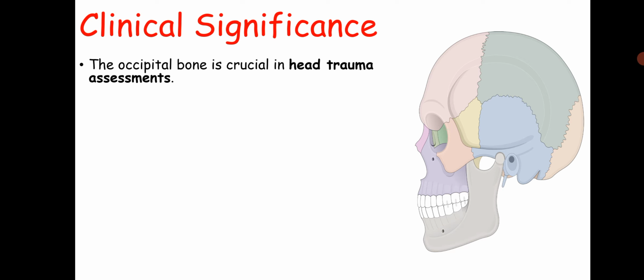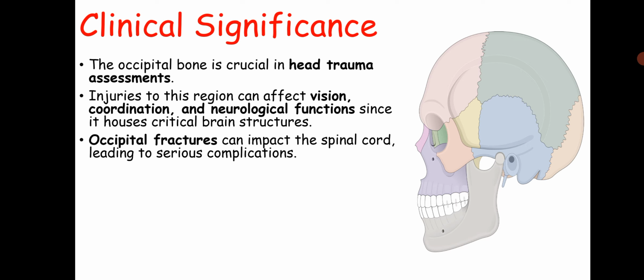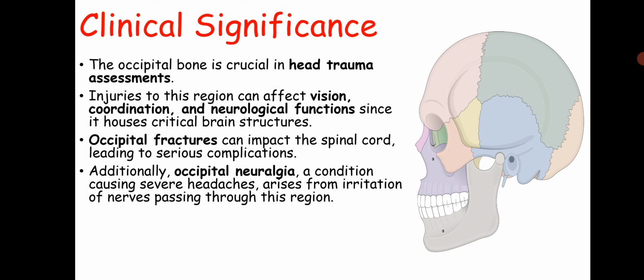Occipital bone is crucial in head trauma assessment. Injuries to this region can affect vision, coordination, and neurological functions since it houses critical brain structures. The first is occipital fractures that can impact the spinal cord leading to serious complications. Second, additionally to the occipital neuralgia, that is a condition that causes severe headache arising from irritation of nerve passing through this region.